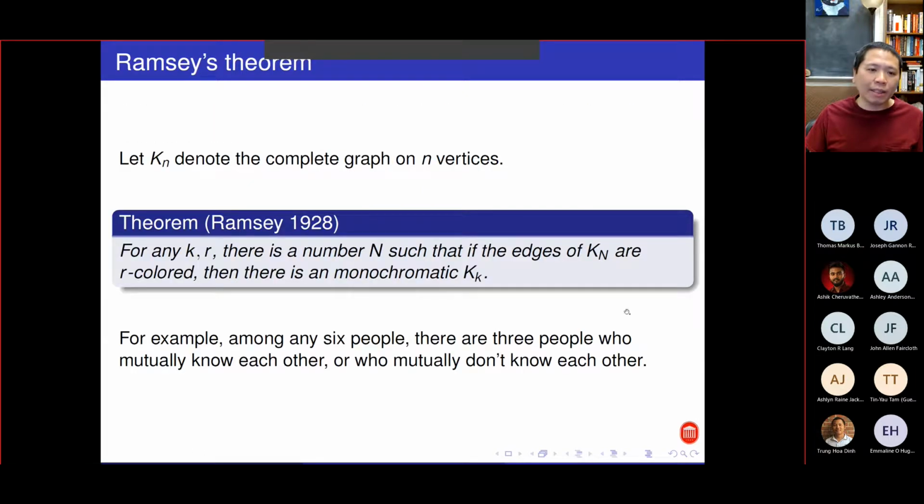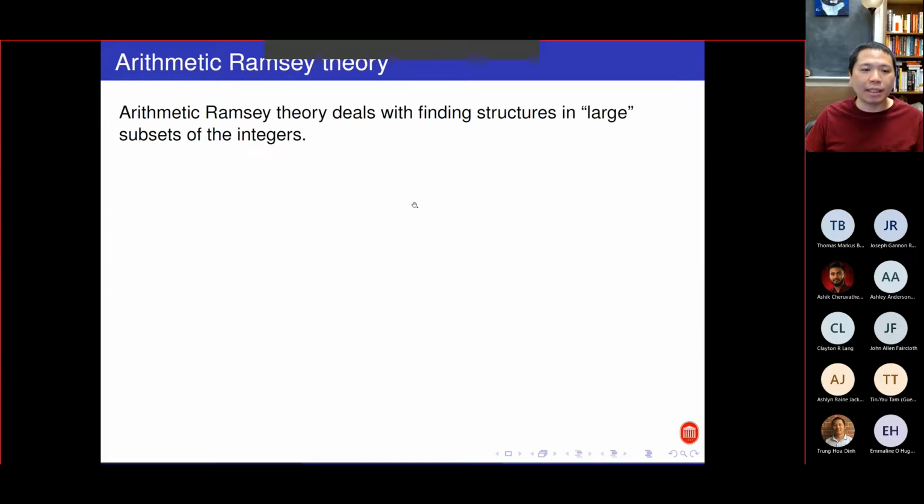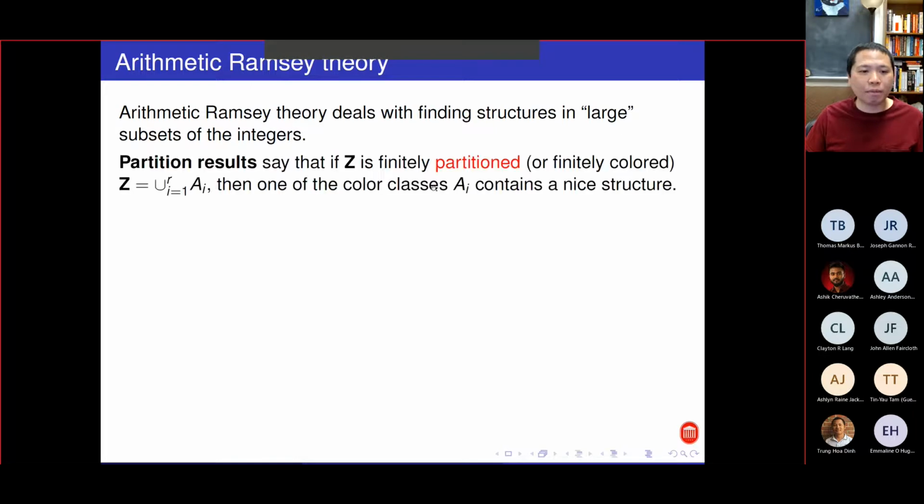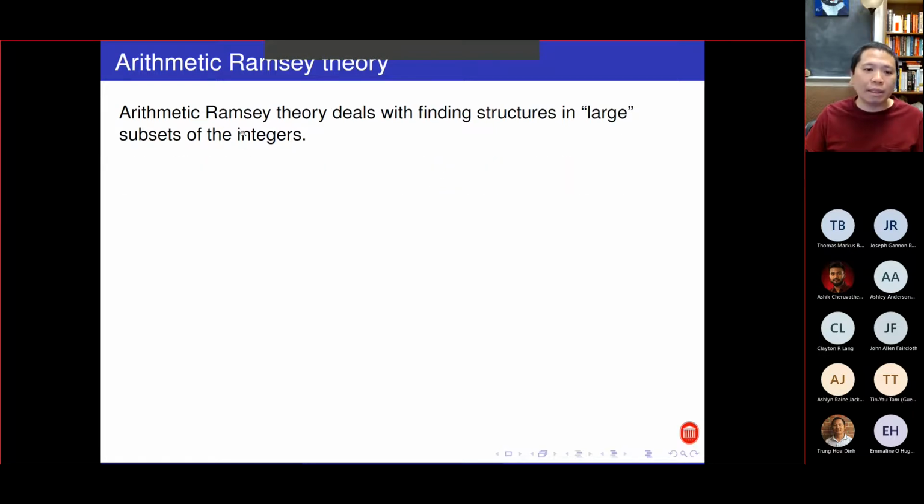So that's Ramsey's theorem, which is about graphs and things like that. But we're not actually talking about this because I like the integers. So I like the same phenomenon, but when we talk about large subsets of the integers. And what do we mean by large? So there are 2 kinds of results in arithmetic Ramsey theory.